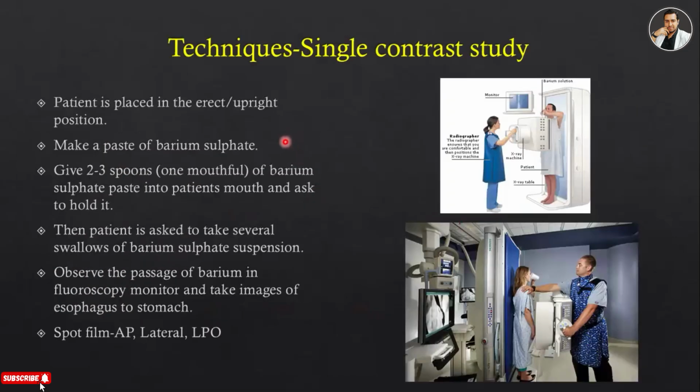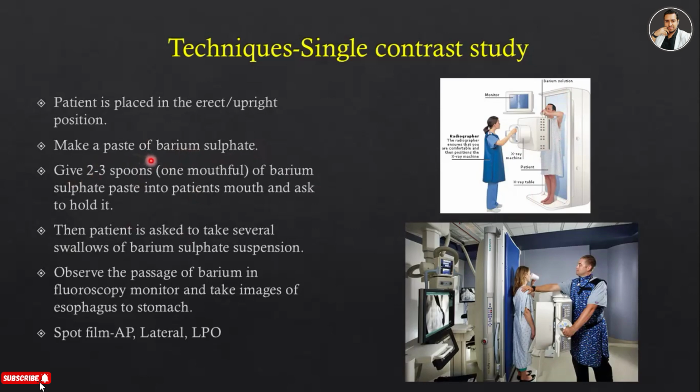And now we have to know the technique of this patient positioning and how to give the patient the contrast, barium sulfate contrast. The first patient is placed in the erect and upright position. So take the patient to the fluoroscopy unit and tell him to stand upright on the footpad. In the meantime, you make a paste of the barium sulfate.